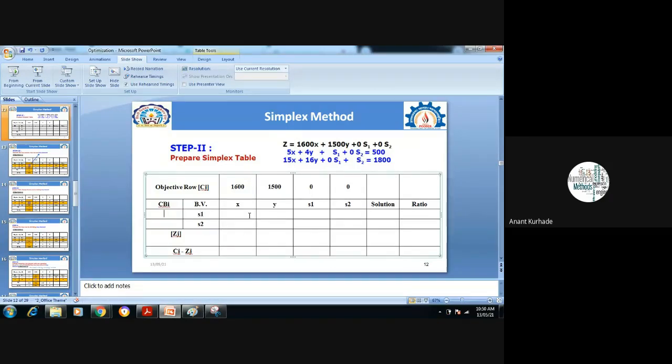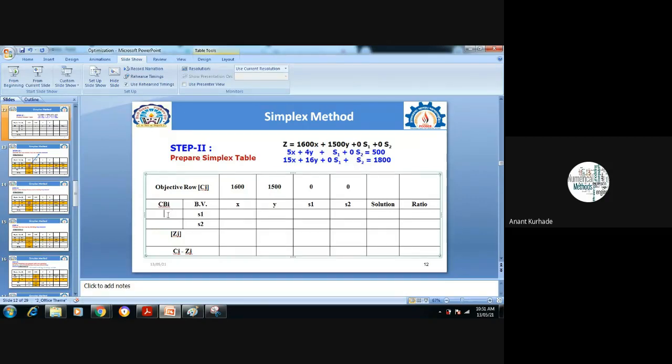Now, the most important part. The first line is your first constraint. The second line is your second constraint. I will repeat this. We have shown the coefficients of variables from the objective function exactly above each and every variable: 1600, 1500, 0, 0. Now exactly below the basic variables, write down slack variables S1, S2. Now here CBi means the coefficient of slack variables.